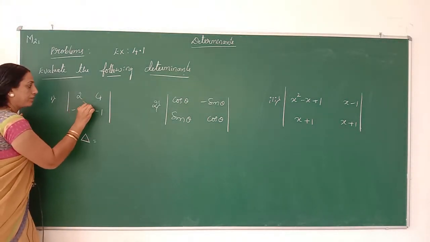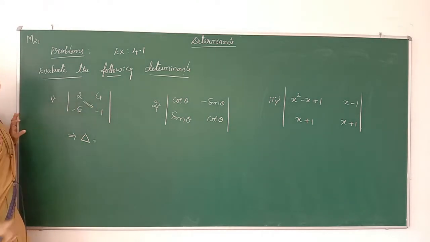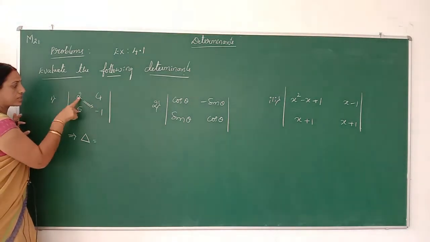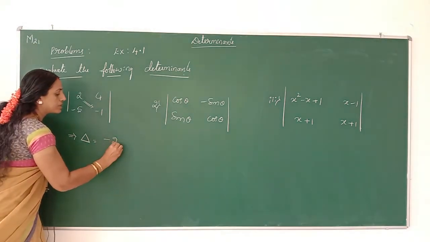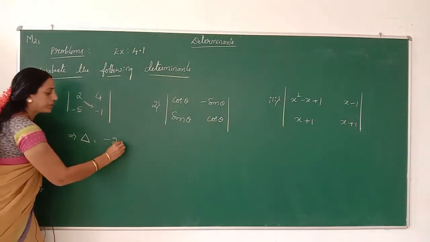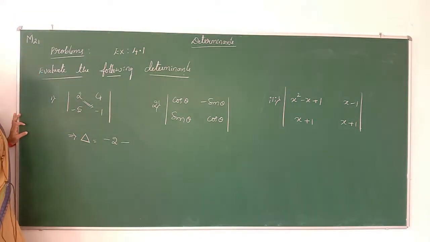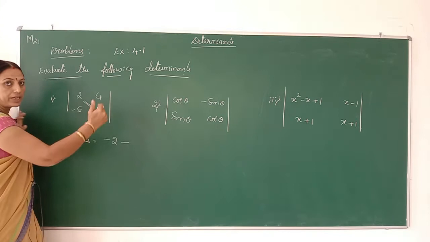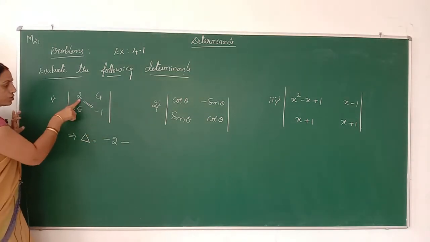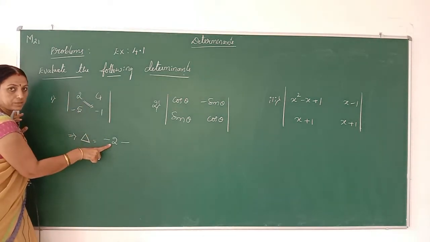Any one of the symbols can be used for the value of the determinant. So first we take the product of the left diagonal. The left diagonal is nothing but 2 into minus 1, and the product of 2 into minus 1 is minus 2. Between the right diagonal put the negative sign. So the procedure is product of left diagonal minus product of right diagonal.